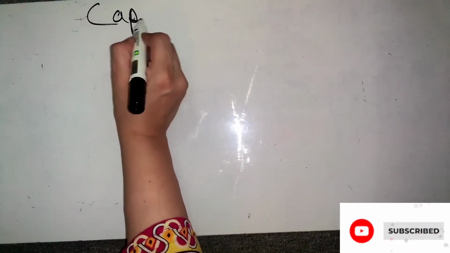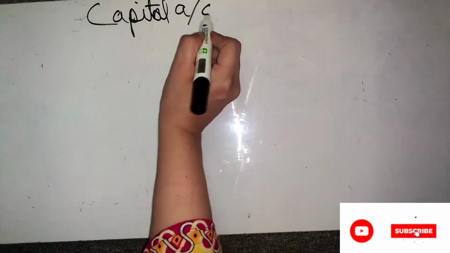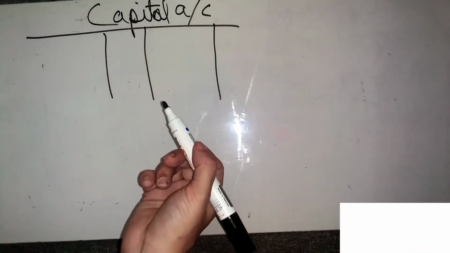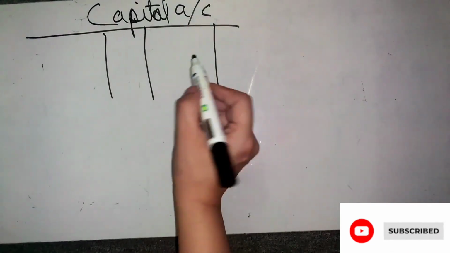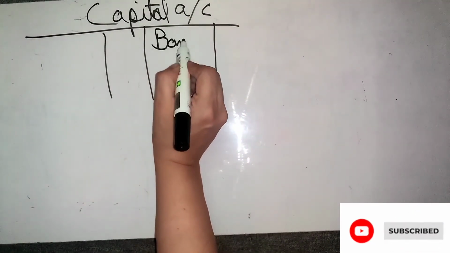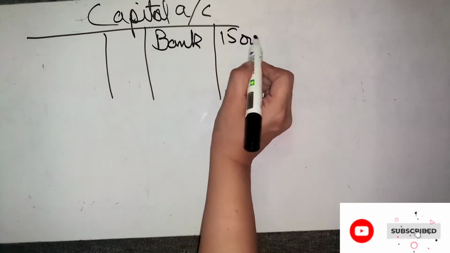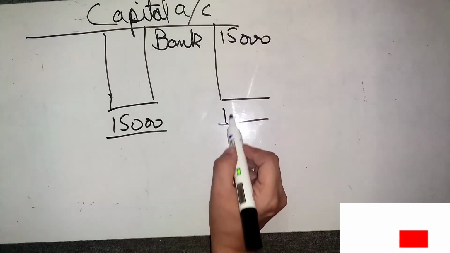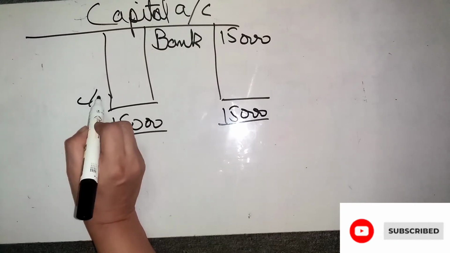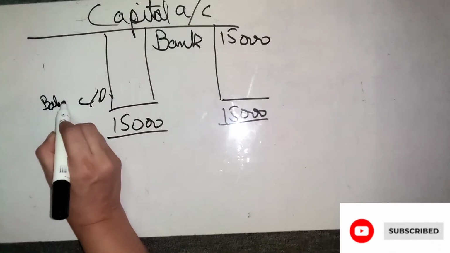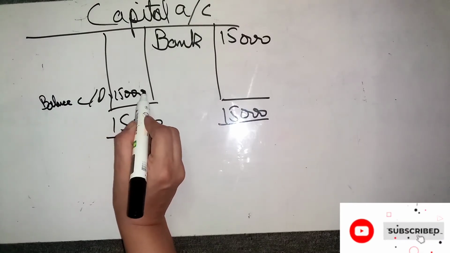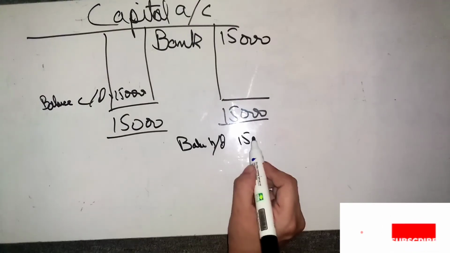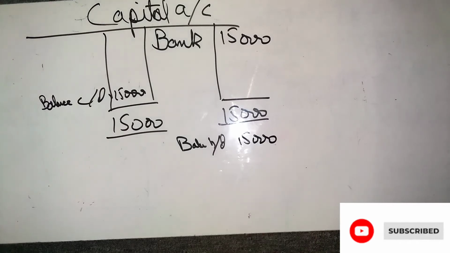Now we will make the capital account. For the capital account, we just had one entry. Capital was on the credit side. So we will write bank on the credit side with the amount 15,000. Total is going to be 15,000. Balance carried down 15,000. Brought down, which is going to be used in the next month, is also going to be 15,000.